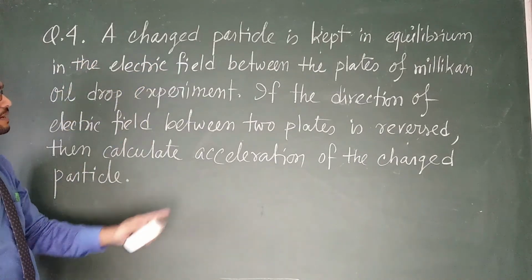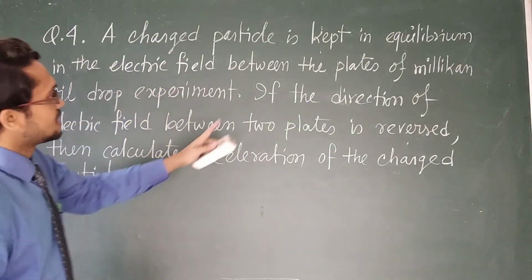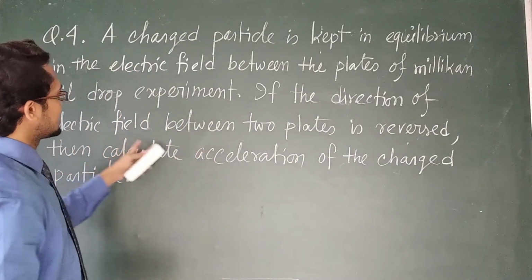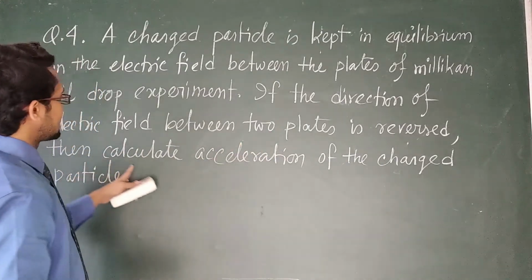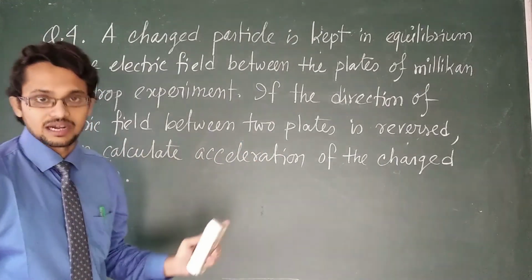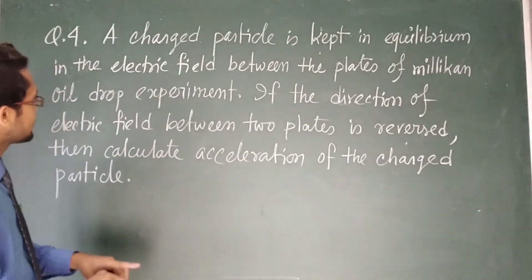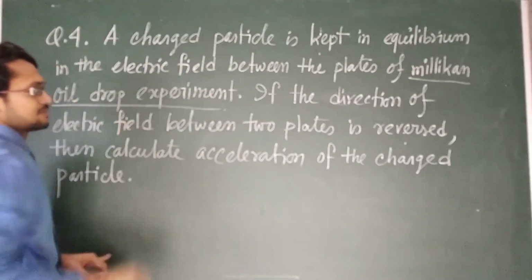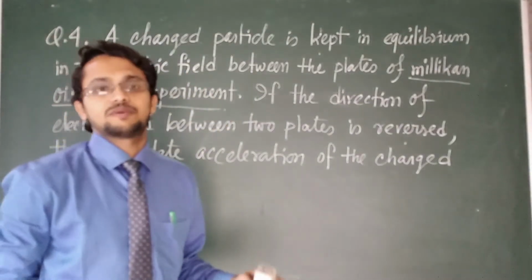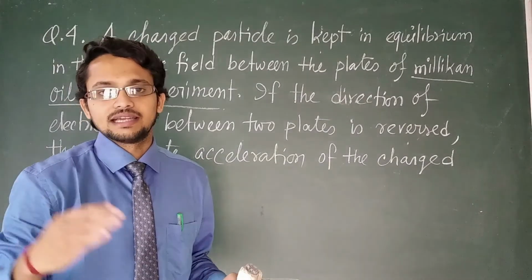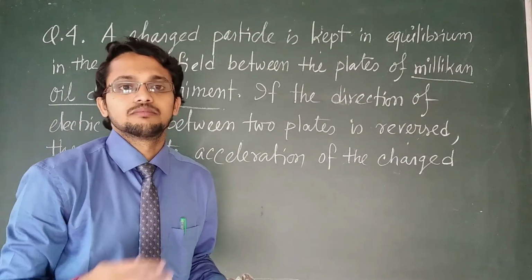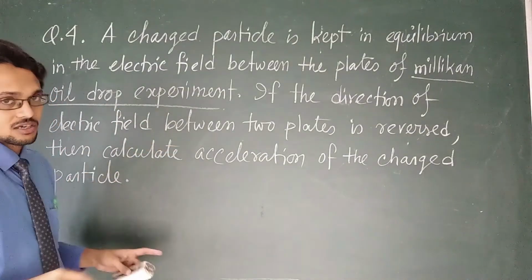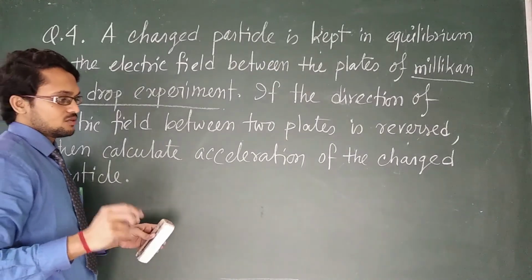So students, our next numerical. A charged particle is kept in equilibrium in the electric field between the plates of Millikan oil drop experiment. If the direction of the electric field between the two plates is reversed, then calculate the acceleration of the charged particle. Copy this question, everyone. Here a new thing is there, the Millikan oil drop experiment. This is an experiment in which we find specific charge, that means charge by its mass.